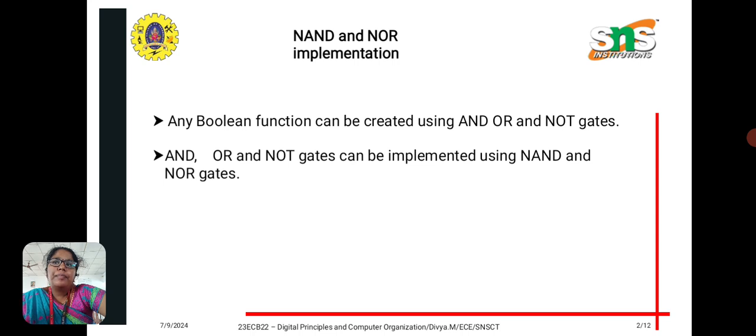NAND gate is just the opposite of AND gate. An AND gate outputs 1 only when all its inputs are 1. The truth table of NAND gate is the opposite of AND gate, and NOR gate is just the opposite of OR gate.